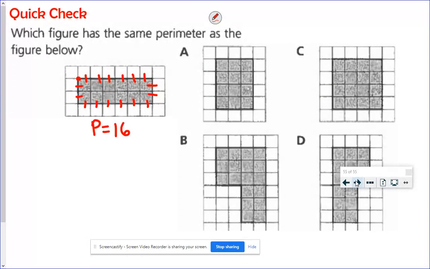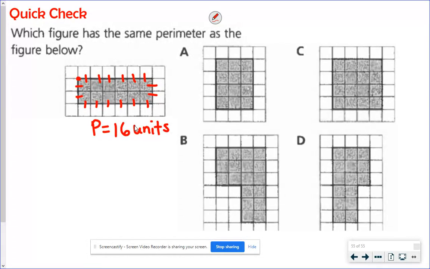The quick check for today. Which figure has the same perimeter as this figure below? We went ahead and counted this out in class, and I just left it here for you. The perimeter of this rectangle is 16 units, and there's only one other shape, A, B, C, or D, that has the same perimeter. Again, if you'll just pause the video one last time and find the answer, and then check back with me. And if you said C, you are correct. This is 4, 4, 4, and 4, which totals 16 units.